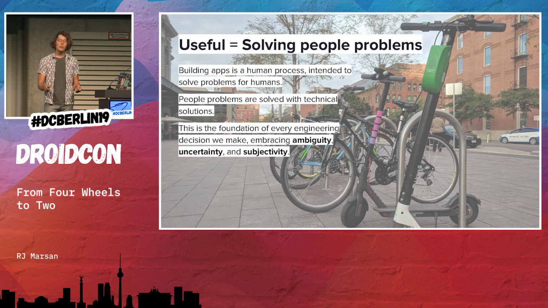But also, we had to admit that this entire process was fraught with ambiguity, uncertainty, and subjectivity. We had to set aside right and wrong because we were operating in a space where there really wasn't any. And I think this is really the core of what it meant to be a product engineer.